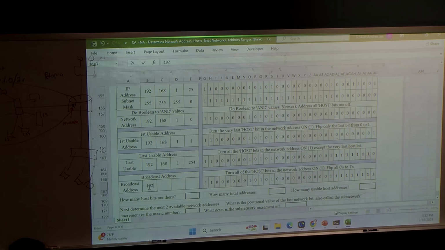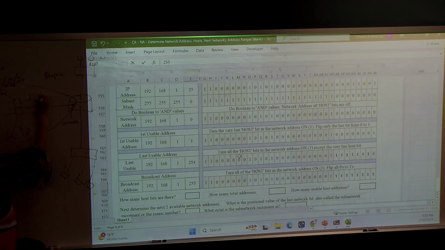Okay. Now I've got 192.168.1.255. So I have a broadcast address, right? If everybody needed to get a message, they would get a broadcast, and the broadcast would use 1.255. Okay? Let me give this .45, .32, .40, .20.